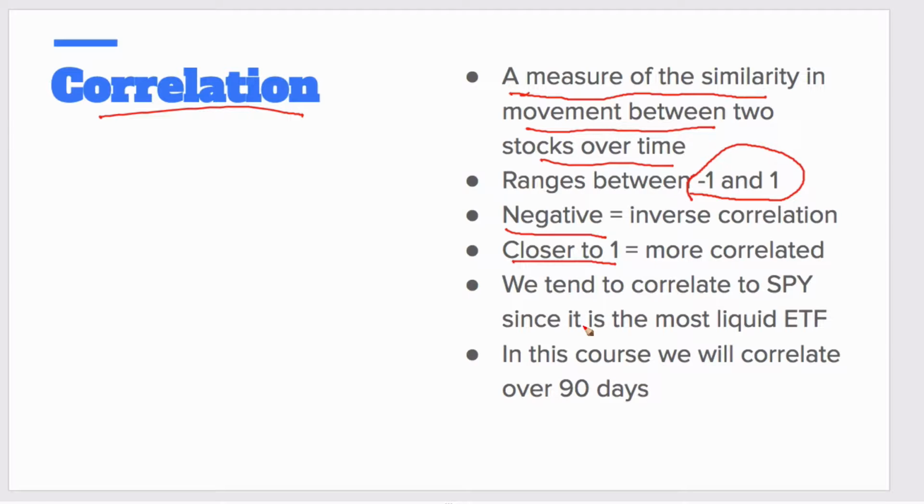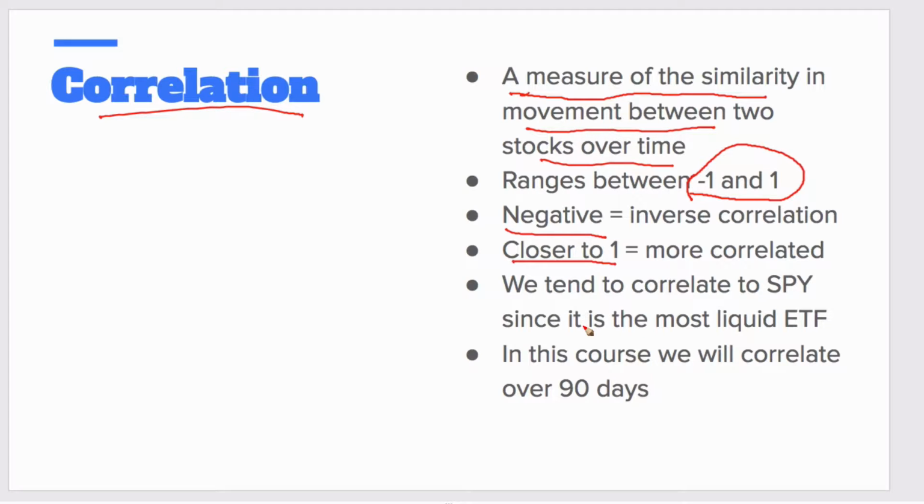So if we have two stocks and their correlation is 1, that means if one stock moves up, the other moves up. If we have two stocks and their correlation is -1, that means as one stock moves up, the other moves down. And if we have two stocks where their correlation is, say, 0.1 or -0.1, there isn't much correlation at all. They just tend to do their own thing.